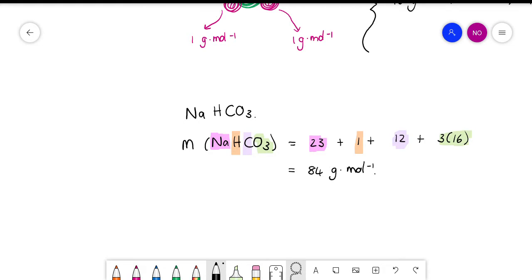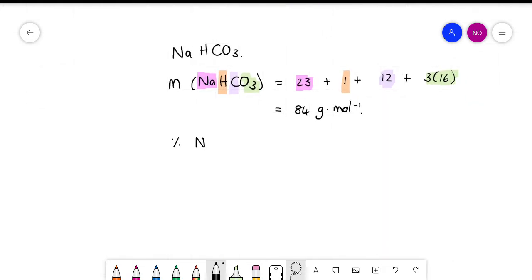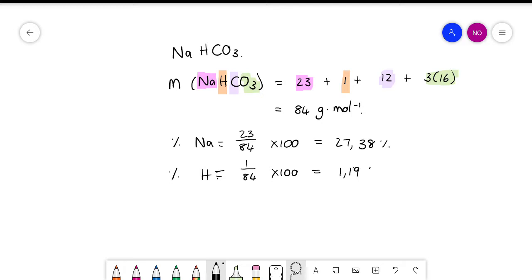Né? So, ek gaan sê, as ek sê die persentasie natrium, I'm going to say it's 23 divided by 84 times 100. Waar kry ek die 23? Dit is die molêre massa van natrium. Waar kry ek die 84? That's the total mass of the whole compound. Okay. Dan gaan ek sê die persentasie waterstof is 1 gedeel deur 84 maal met 100. 1,19.